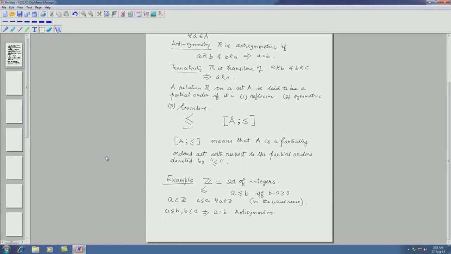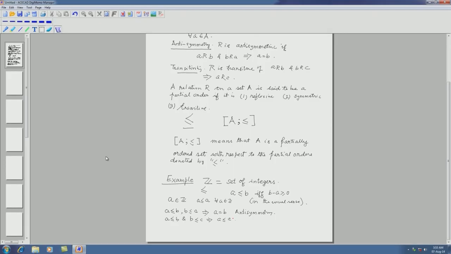Finally, again it is pretty much obvious that if we have a less than or equal to b and b less than or equal to c, where all of them are integers, then I can write a less than or equal to c, which is transitivity.